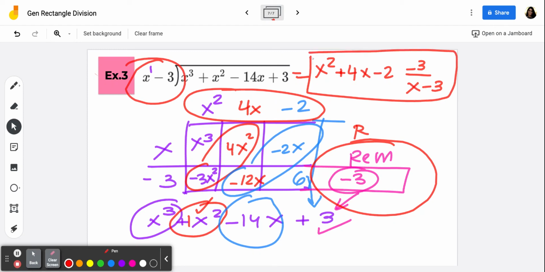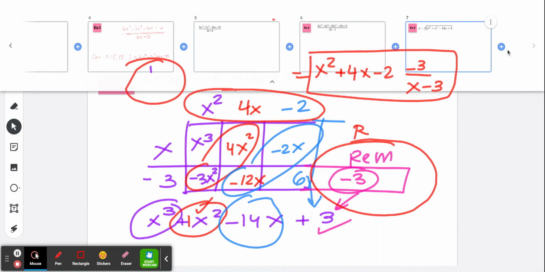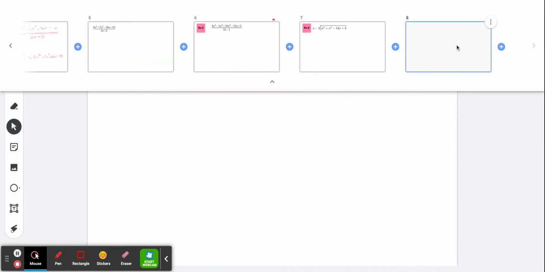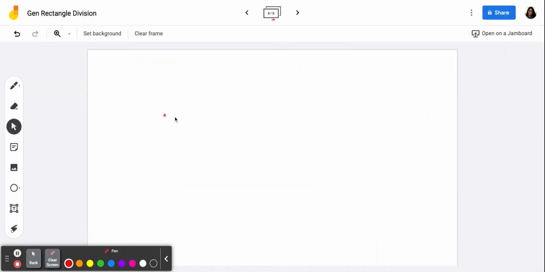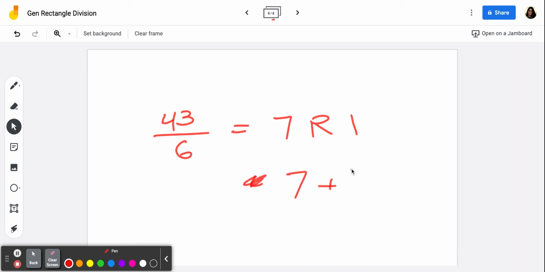Okay, don't get confused by this remainder. I want to show you real quick that remainder's always been that way. It's just in elementary school they were scared to show you that remainder. Let's take 43 divided by 6. It's 7 with a remainder of 1. That's how they used to write it, but that's actually mathematically incorrect. It's 7 plus 1/6. Remainder 1 over what you're dividing by, 6.